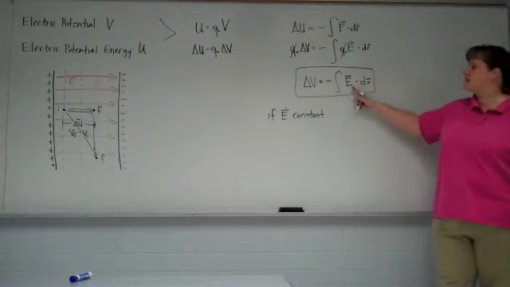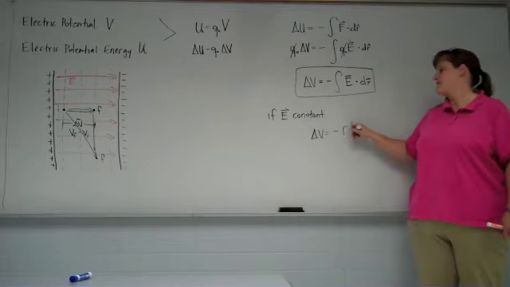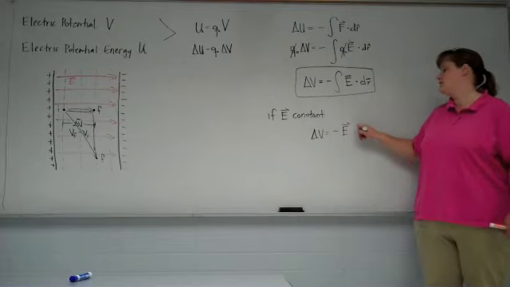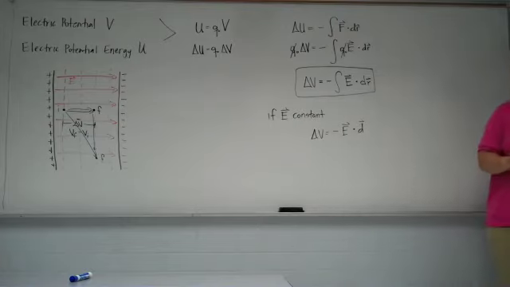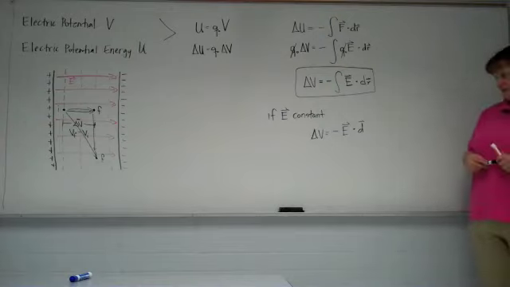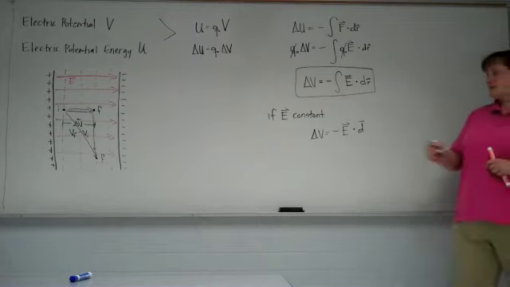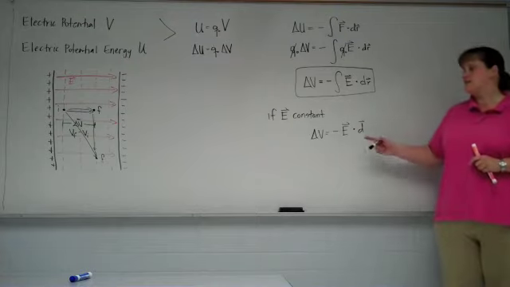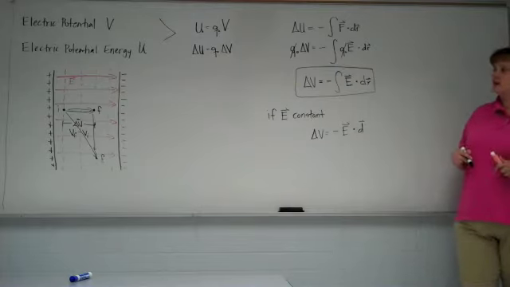If the electric field's constant, it comes out of the integral sign. Integral of dr is simply some sort of distance. It's still a dot product equation. That hasn't changed. The only difference is if E's constant, we can pull it out of the integral sign. Integral of dr is going to be whatever distance we move through. Please keep in mind this equation, though, is only valid if the electric field is constant. If it's not constant, you do have to integrate.